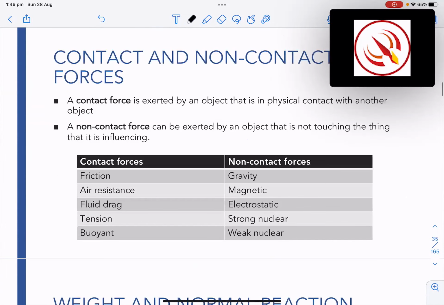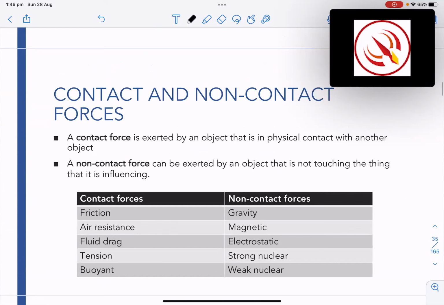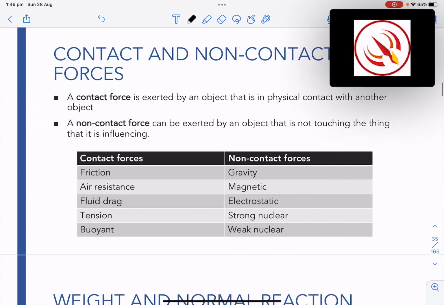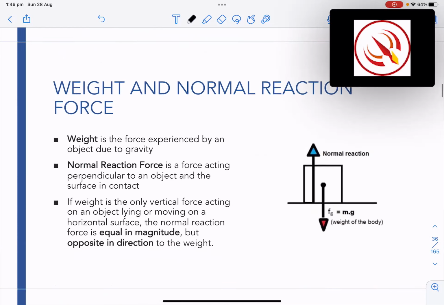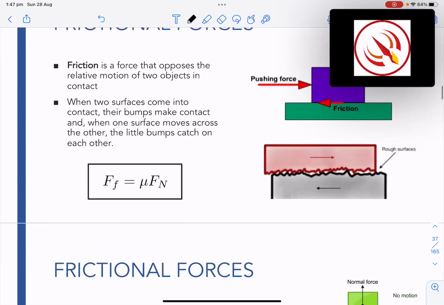So dynamics: contact and non-contact forces. You should know this pretty much. Contact forces actually have contact between two surfaces, whether that's air, water, or a solid surface, and non-contact forces are like gravity and electrostatic. So weight and normal force. Weight is just the force of gravity onto the ground, and normal reaction is the equal and opposite reaction to weight force.